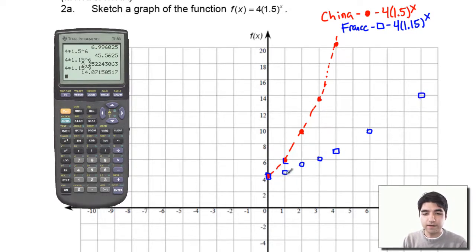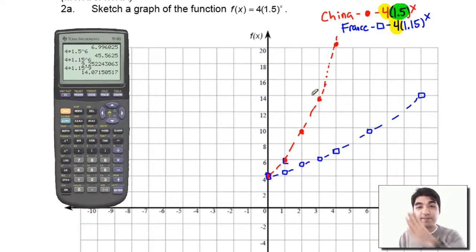Okay, so this is the pattern of this line. Now, what do you notice between these two lines? They both start at the same spot, and that's because they share this 4 here. So they both start at 4. But look at this. Because the red line has a bigger multiplier or growth factor, it goes up a lot faster, while the blue one is lower, so it grows a lot more slowly. Does that make sense?